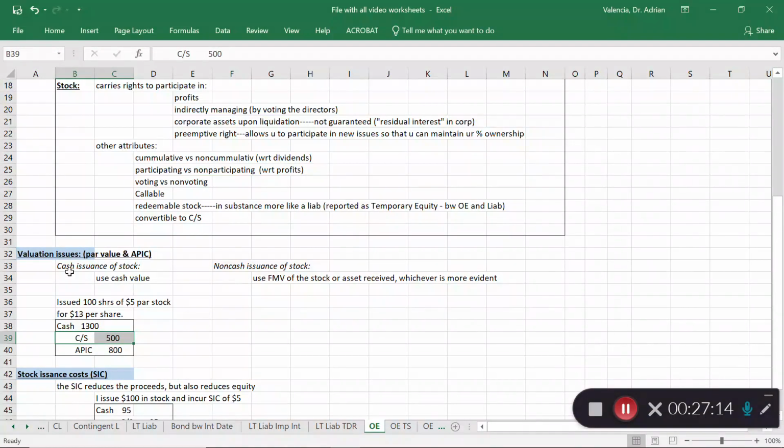So when you issue stock for cash, you use the cash value, because technically the cash value is the fair market value. Whatever value that cash has, that's the fair market value of that transaction. So those are straightforward. If instead you issue stock for other things, okay, it's non-cash. What are other things? Maybe you provide a service to a company, and instead of paying you cash, they pay you in the form of stock. That could be a possibility.